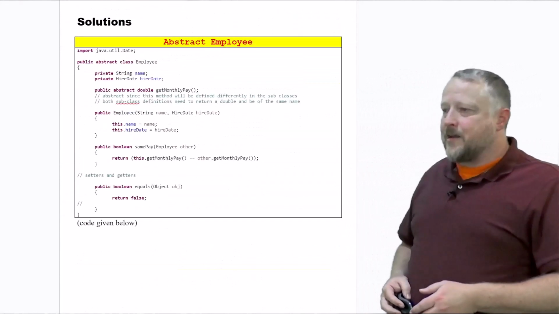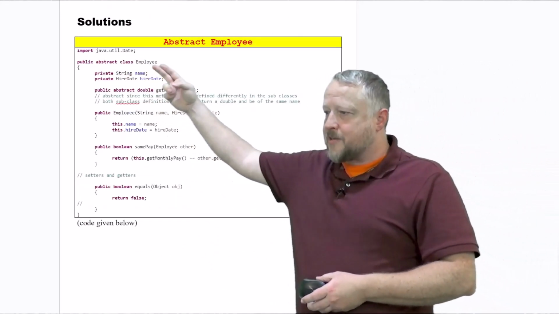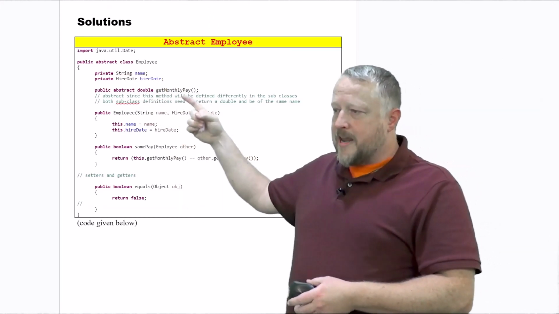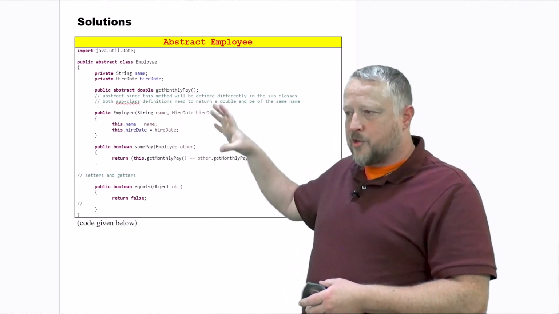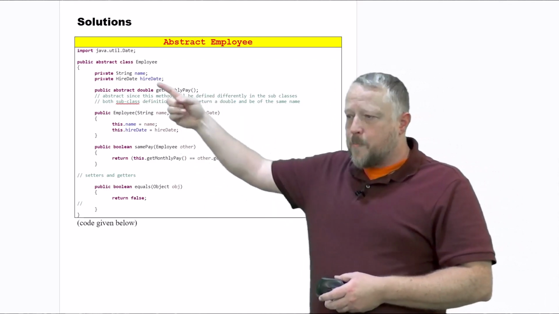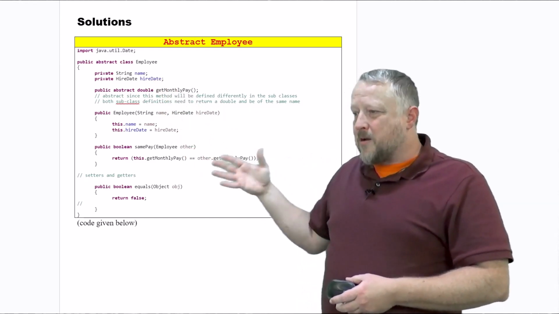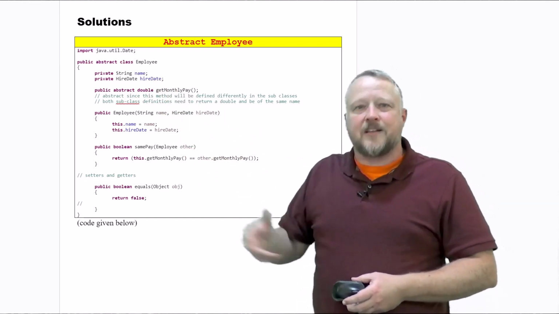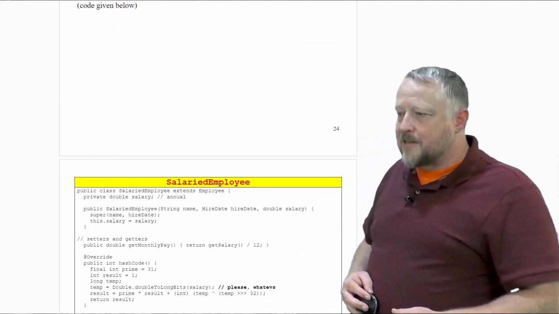So in our abstract employee class, you knew it was going to be abstract class employee. You know that the get monthly pay was going to have to be spelled out somewhere. None of this is super new here. Notice I can set values using the equal sign because this is an abstract class. It is being inherited, but I don't have it physically set to anything in here because that's really what my subclasses are going to do.